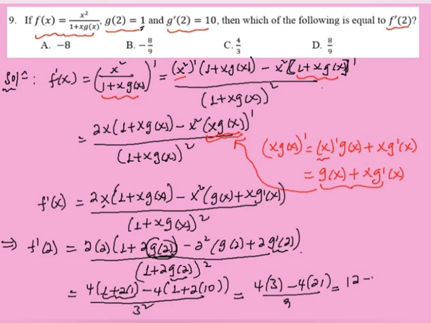Which is 12 minus 84 over 9, since 21 times 4 is 84. This is negative 72 over 9. The result is minus 8. Therefore, the derivative of f at 2 is minus 8. Therefore, our answer is A.